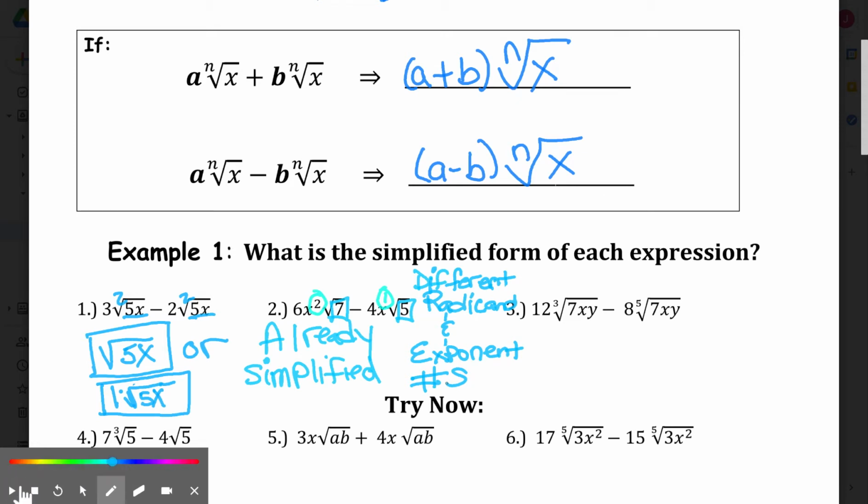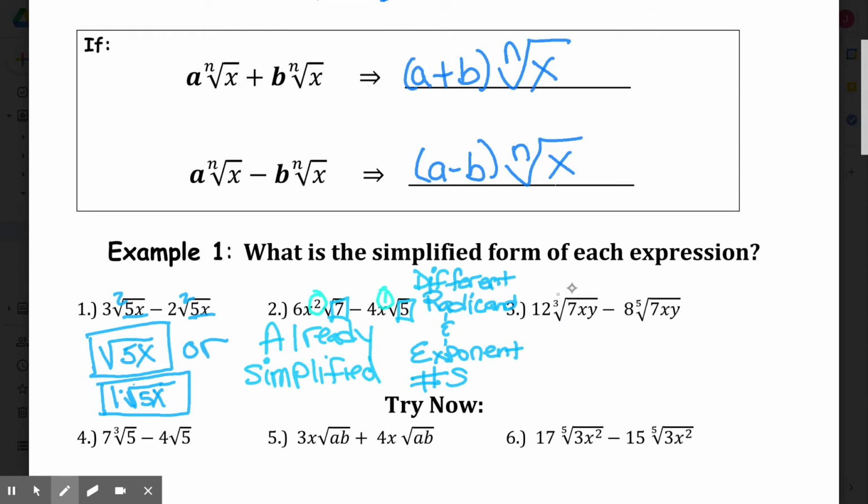So again, it's already simplified, and the reason for that is because the radicands are not the same, and also my exponent numbers are not the same. So when we say already simplified, that means you can't do anything else.